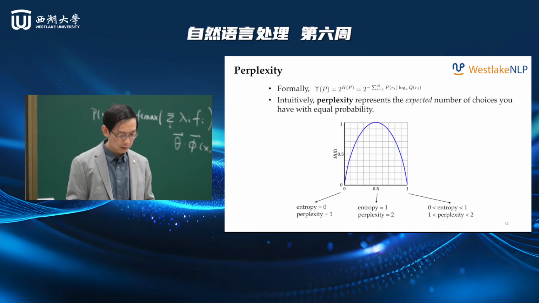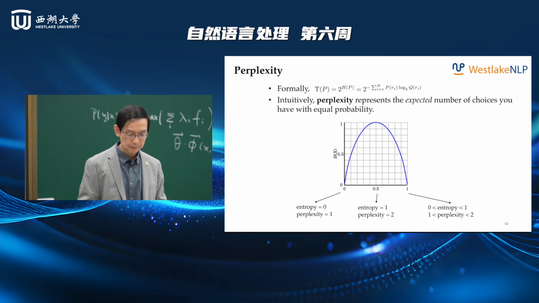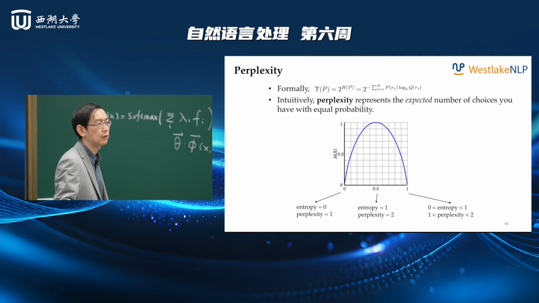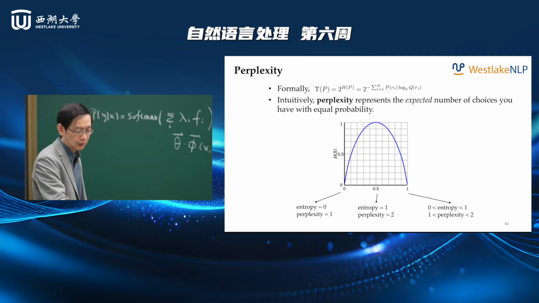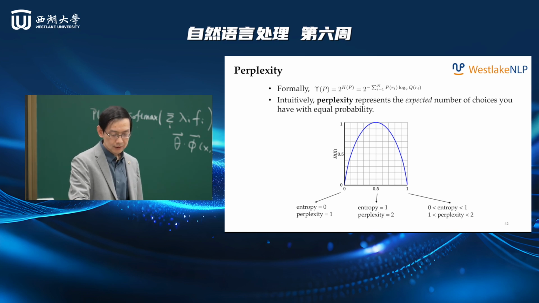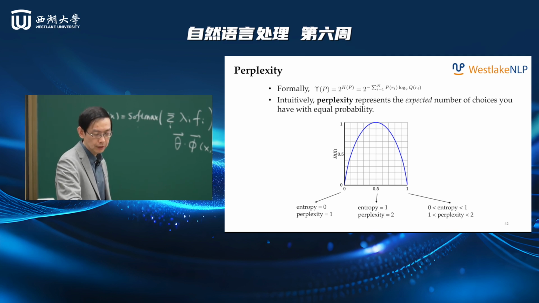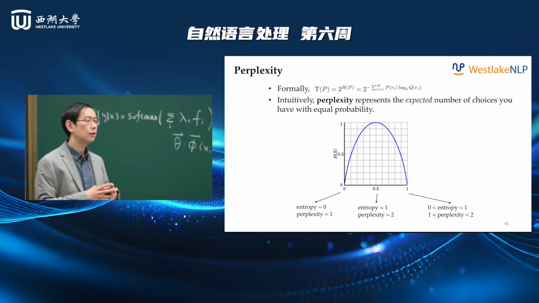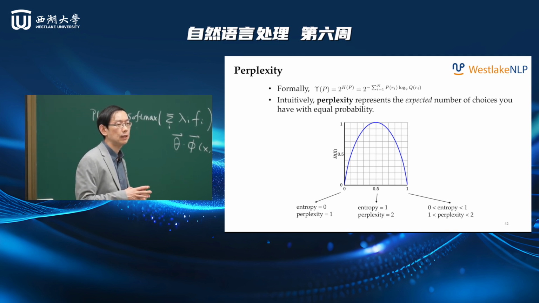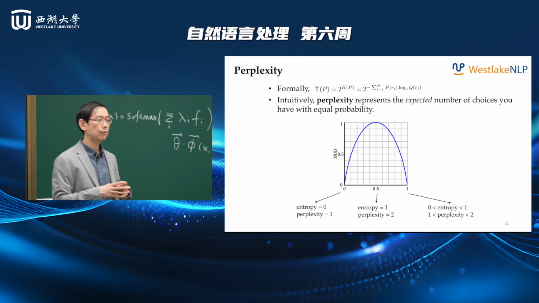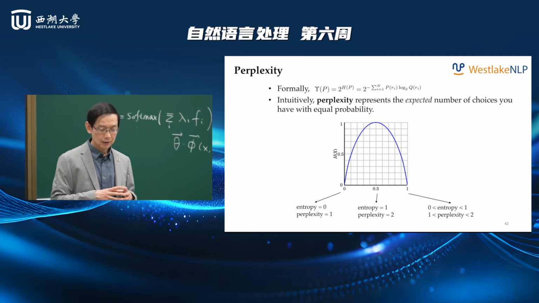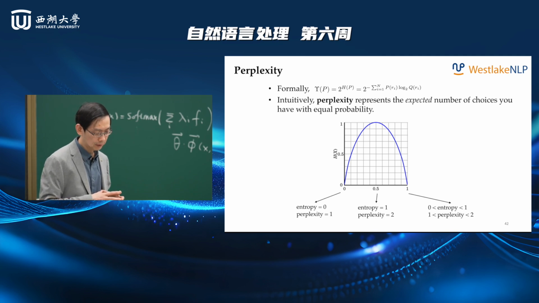So the next topic I want to go over is model perplexity, and evaluation of language models. Perplexity is a different way to represent entropy. It's basically equal to 2 to the power of entropy in this equation. So you can understand perplexity as representing the same thing as entropy, but using a 2 to the power form.